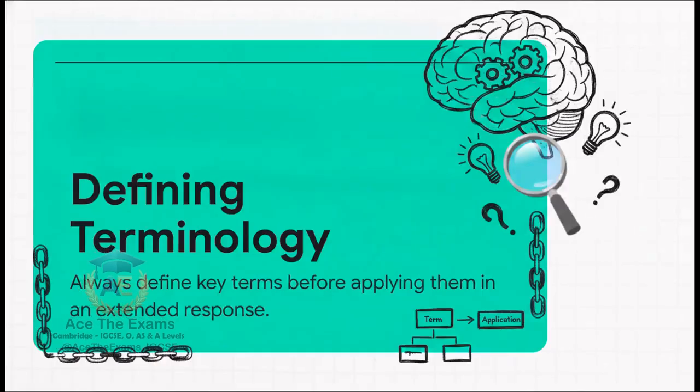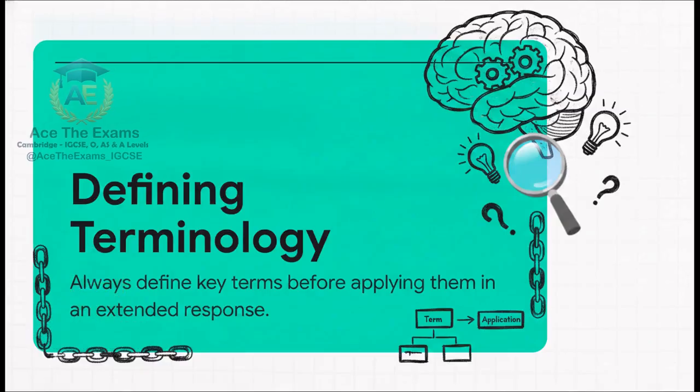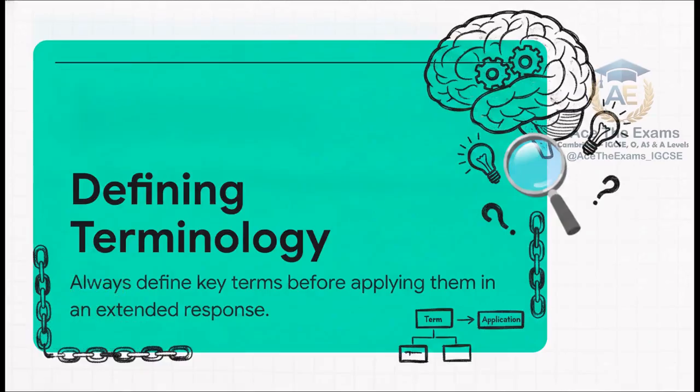Oh, and here's a critical examiner alert that you literally need to write down right now. The examiner reports reveal that candidates consistently confuse key terminology in this topic. The easy fix: always define your terms before you apply them in an extended response. Like, if you're going to discuss user requirements, just briefly define what that means in your opening sentence and then apply it to the scenario. It anchors your answer and it instantly proves your competence to the examiner.